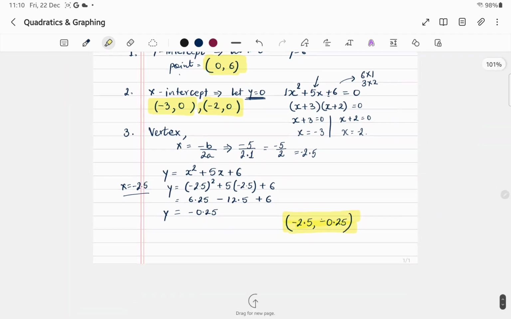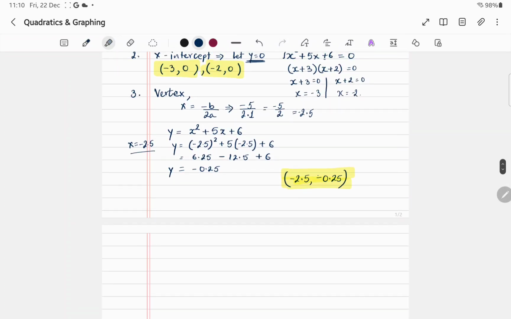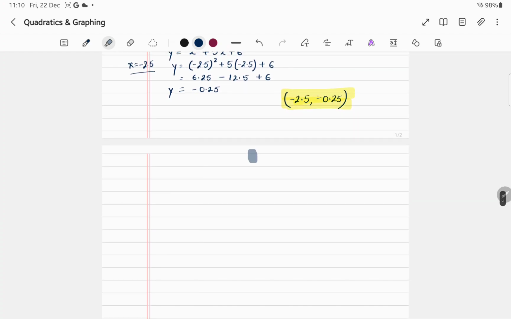Now we graph that. Now we'll graph all these points into the graph. Let's create the axis now. Sorry, let's rub that off. So we draw our x-axis and y-axis. All right, now let's plot the points. The vertex is at minus 2.5, I'm just reading because it's on the screen right now, and minus 0.25. So we can have minus 1, minus 2, minus 3. We just need that bit.